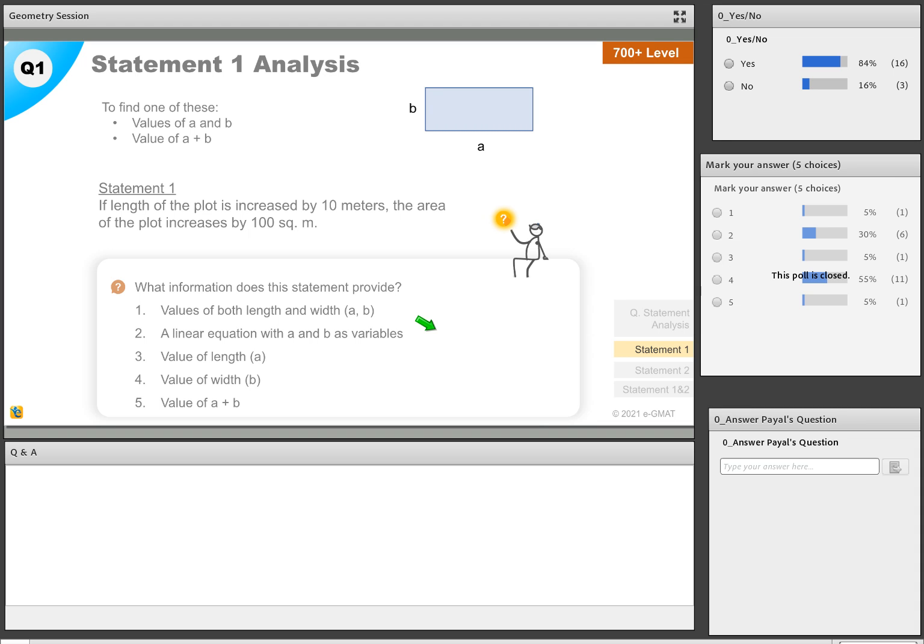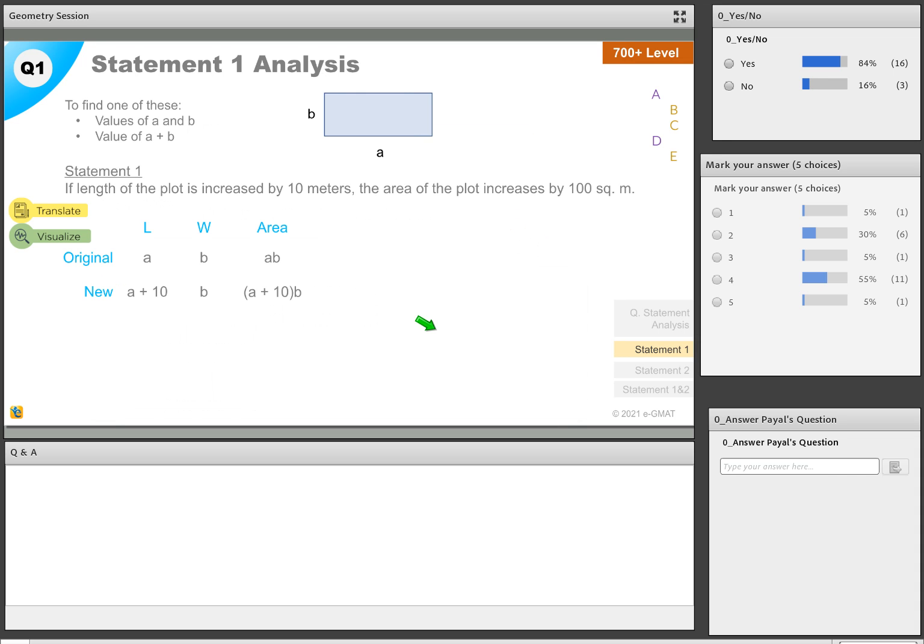So for those of you who say value of B, you're absolutely correct. Which means that your analysis of statement 1 was spot on. For those of you, and 45% of the class did not select choice 4, which means that there's some mistake that you made in the analysis of statement 1. So let's understand what that mistake was.